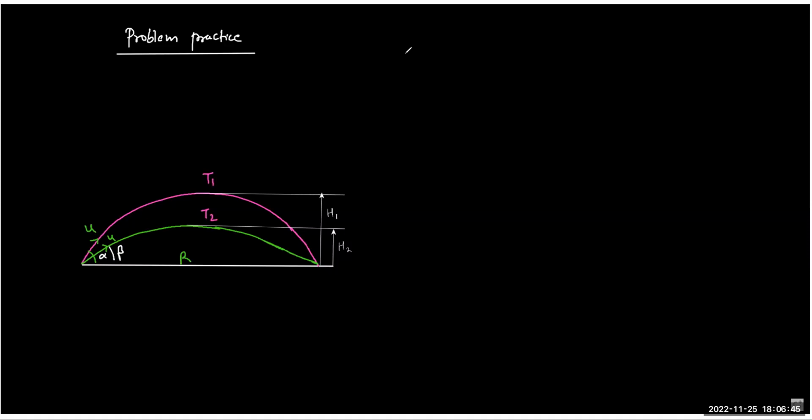So we'll solve two questions basically. So given H1 and H2, or let's begin with T first. Given T1 and T2, so let's say you know that the range is the same, and also you know the time of flight of each individual journey. So given T1, T2, can you find the remaining parameters? Find U, alpha, R. So given these two answers, can you find these three variables?